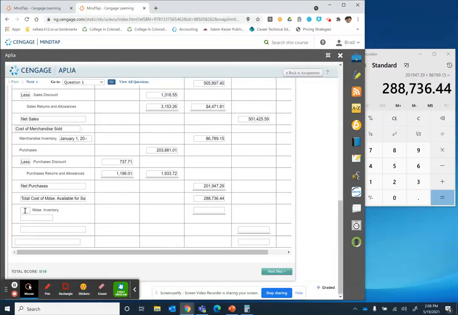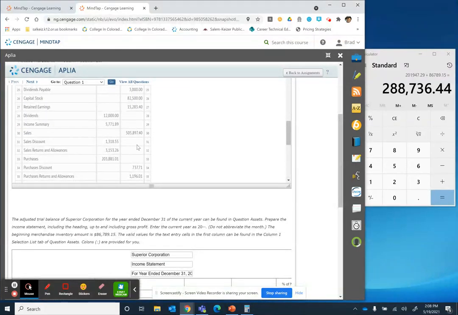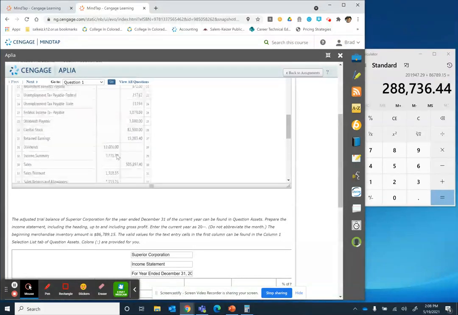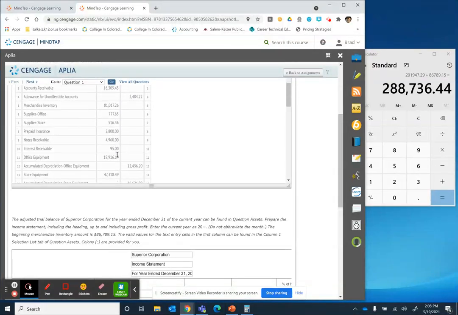Next, we're going to take our less merchandise inventory, and we're going to pull this from December 31st, 20--. What we're going to do is find it in our accounts. There it is, merchandise inventory. This is our adjusted one, $81,017.26.